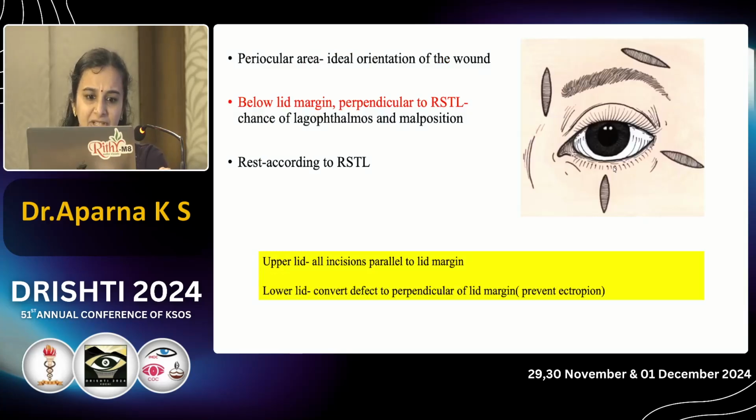There is one exception in the lower lid. When we are making an incision in the lower lid, we have to make it perpendicular to the RSTL, because if you are making it parallel to the RSTL, it will be parallel to the lid margin. So when the wound is healing, there will be contraction of tissues that may result in lagophthalmos and malposition. So in the lower lid, we have to make it perpendicular to the RSTL, and in the remaining positions, it is parallel to the RSTL.